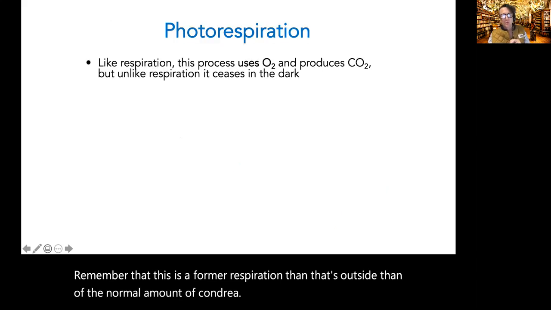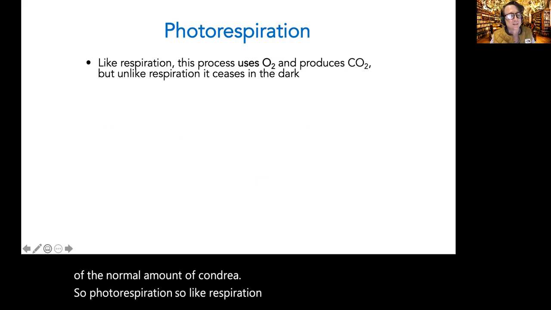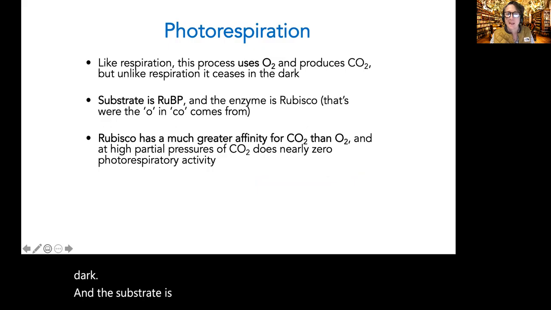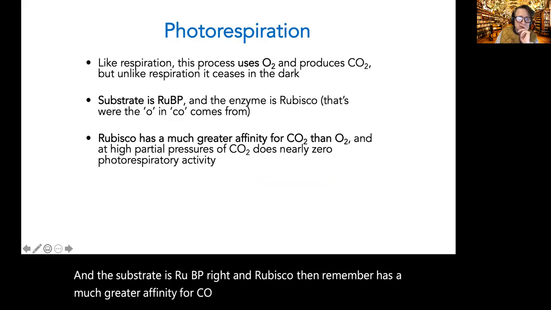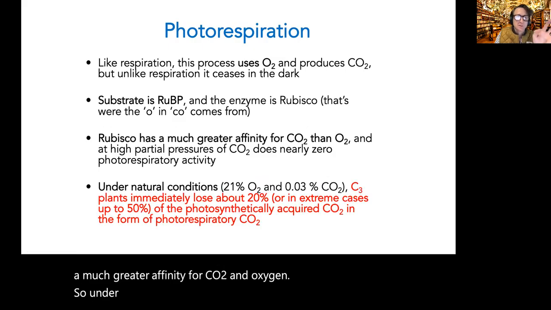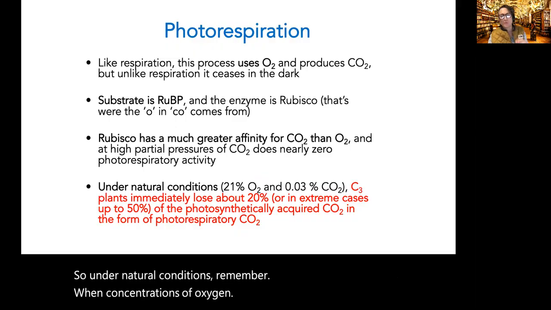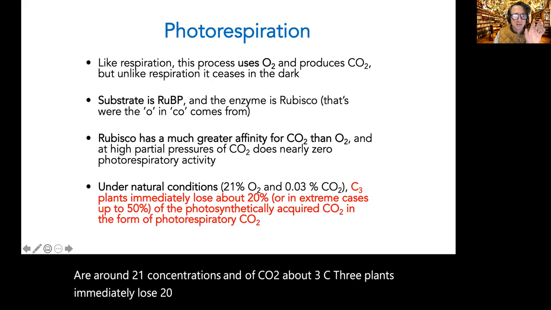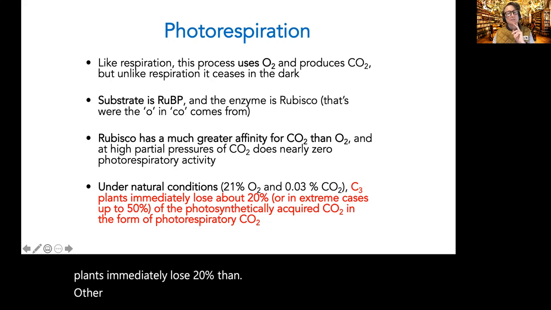So photorespiration. Like respiration, this process utilizes oxygen and produces CO2, but unlike respiration, it ceases in the dark. And the substrate is RuBP, right? And Rubisco, remember, has a much greater affinity for CO2 than oxygen. So under natural conditions, when concentrations of oxygen are around 21% and concentrations of CO2 about 0.03%, C3 plants immediately lose 20% of their photosynthetically acquired CO2 in the form of photorespiratory loss.